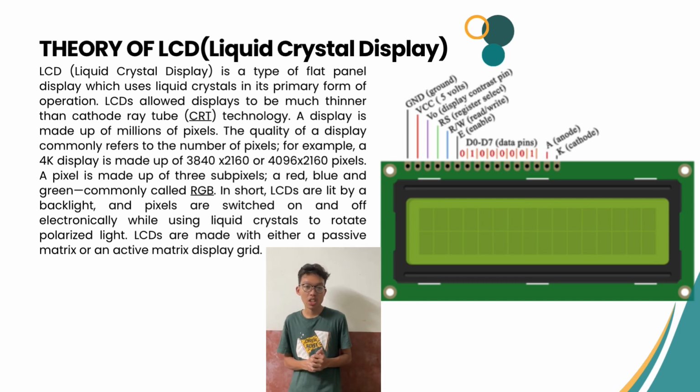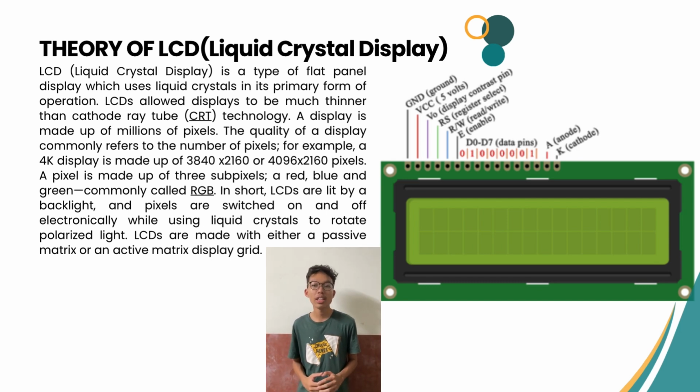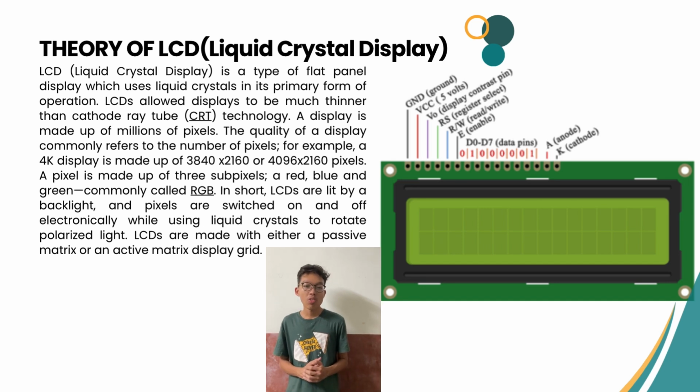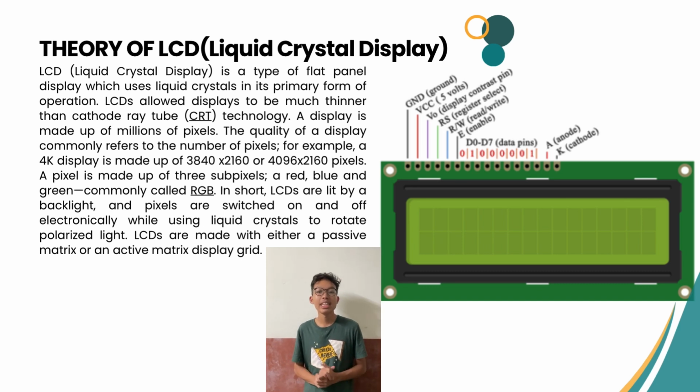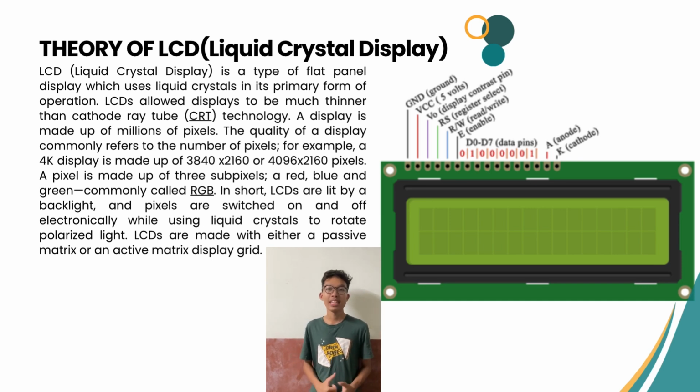In short, LCDs are lit by a backlight, and pixels are switched on and off electronically while using liquid crystal to rotate polarized light. And lastly, LCDs are made with either a passive matrix or an active matrix display grid. That's all for me.